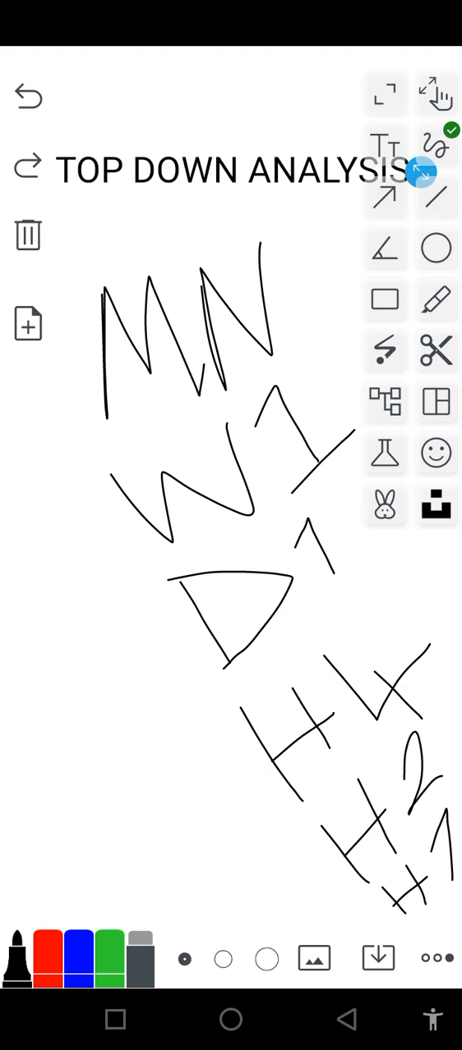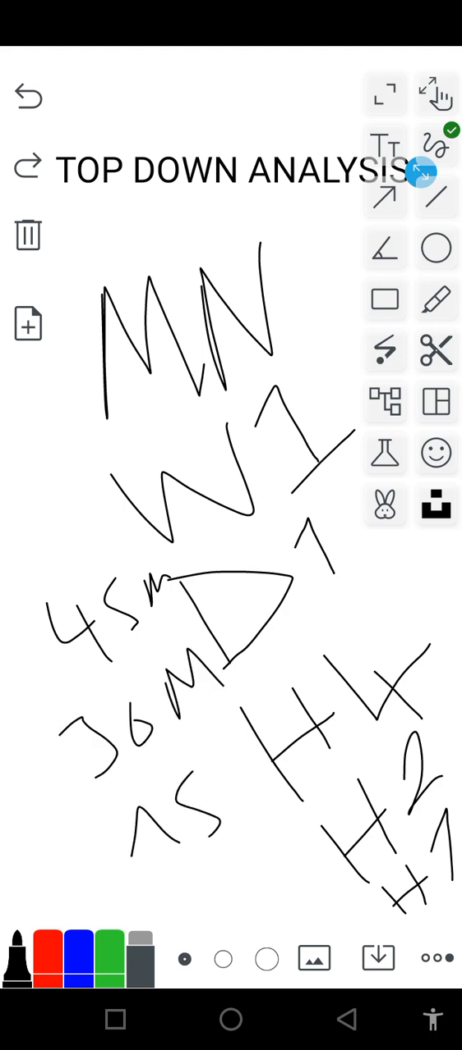Then when we go to the minutes time frames, we have the 45 minutes, then the 30 minutes, then the 15 minutes, and the 5 minutes.